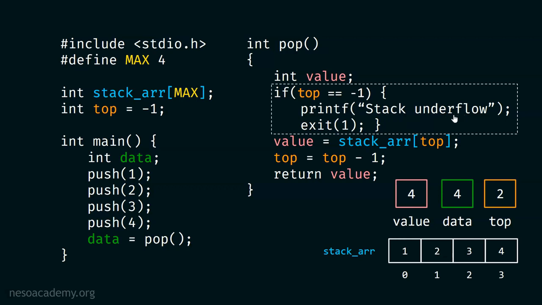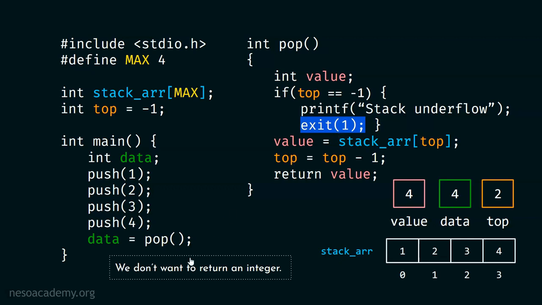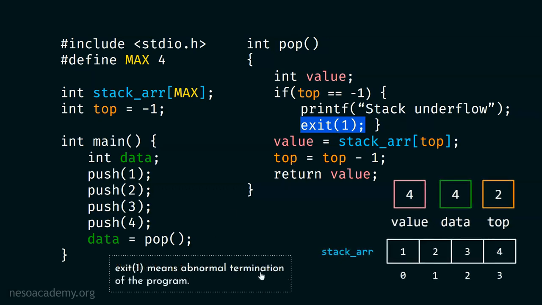And I don't want to return any value back to the caller. For this purpose, I'll simply call this exit function, okay? We don't want to return an integer. Exit(1) means abnormal termination of the program. This simply means abnormal termination of the program, right? So exit(1) means termination of the program with failure.